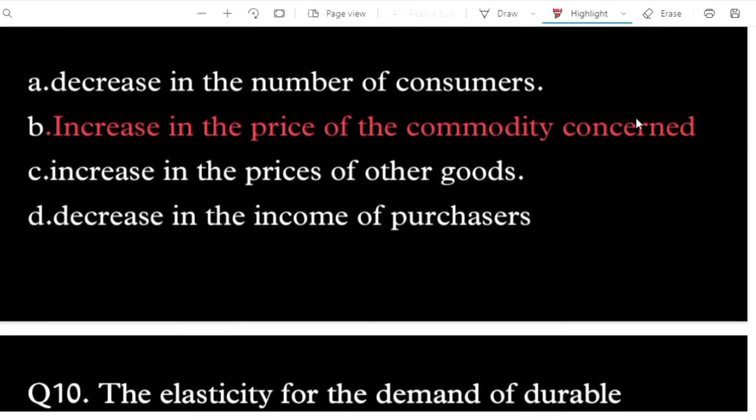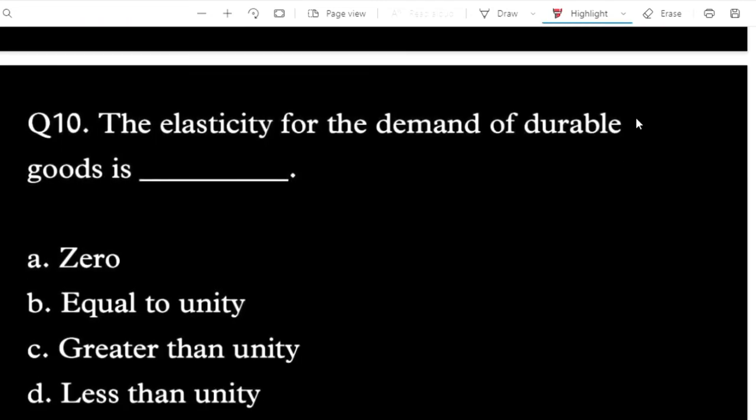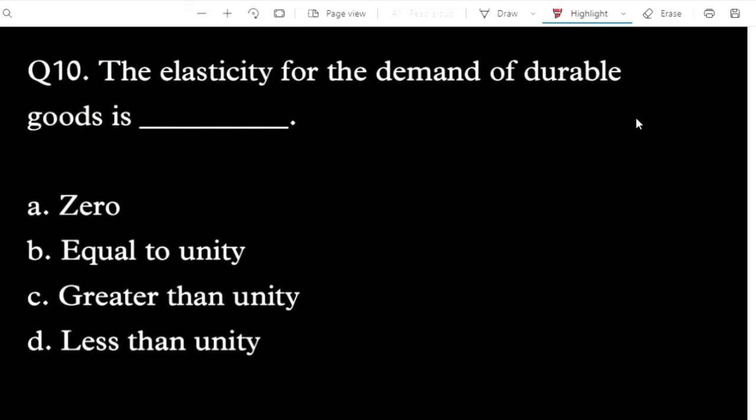Let's come to our last question, question number 10. The elasticity for the demand of durable goods is dash. Option A 0, option number B equal to unity, option number C greater than unity, or option number D less than unity. The right answer will be option number C greater than unity.